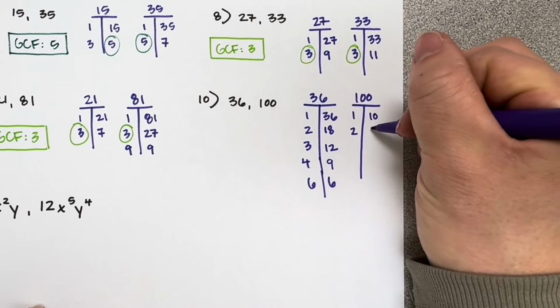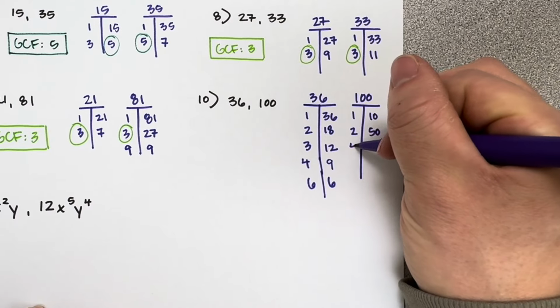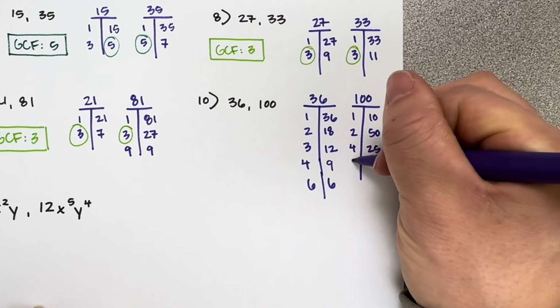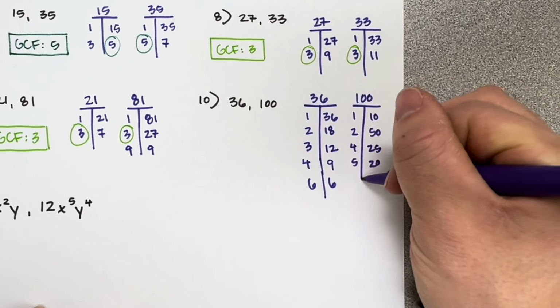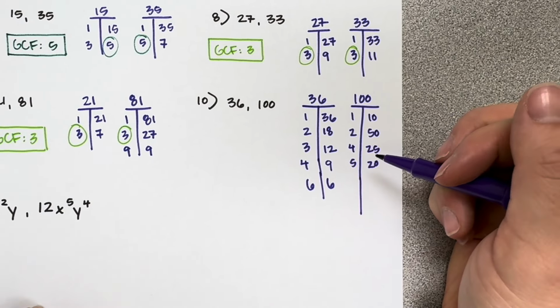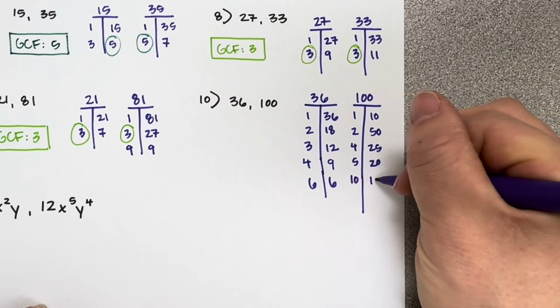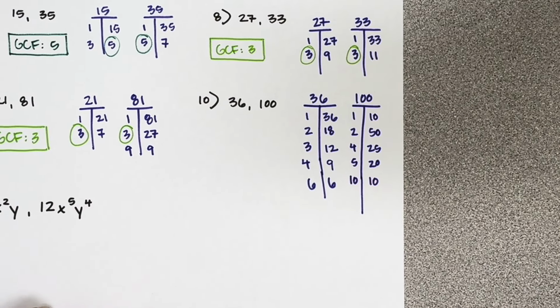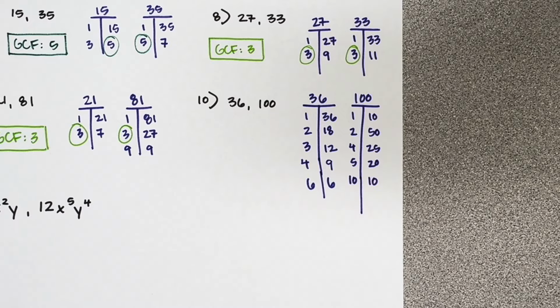1 times 10. 2 times 50. 3 doesn't go into it. 4 times 25. 5 times 20. 6 doesn't go into it, 7 doesn't go into it, 8 does not go into it, 9 no, 10 and 10. And boom, I thought it was going to be longer than it was.